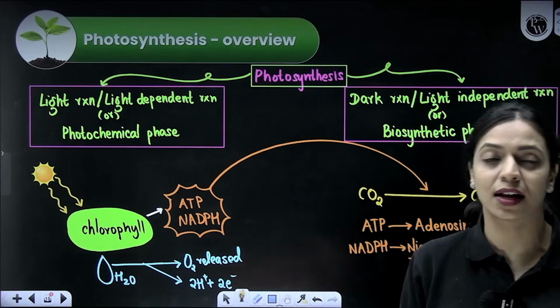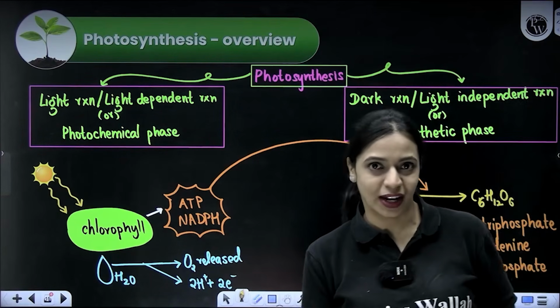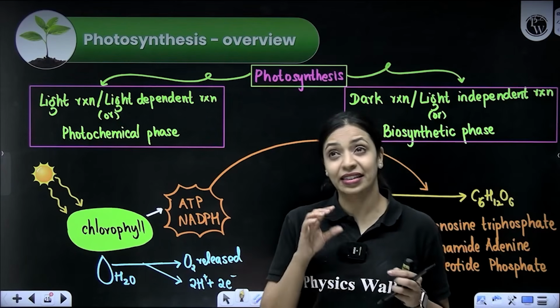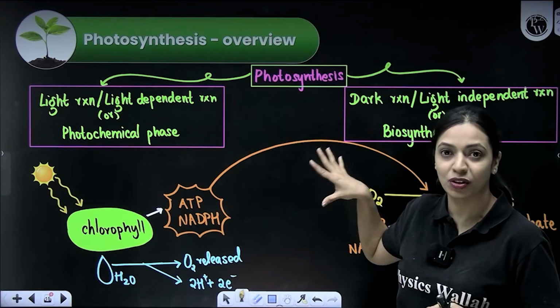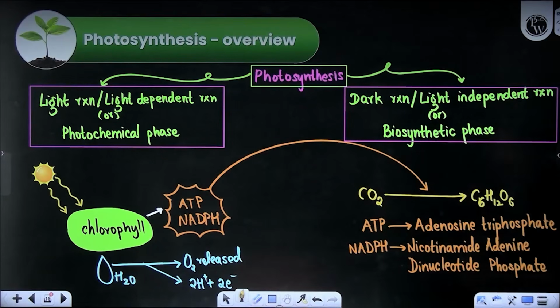It happens simultaneously along with light reaction. It's called dark reaction, just as an opposite of light reaction, because it does not directly depend on sunlight, but it depends on the products of the light reaction. Okay, so that's why it is called the dark reaction.